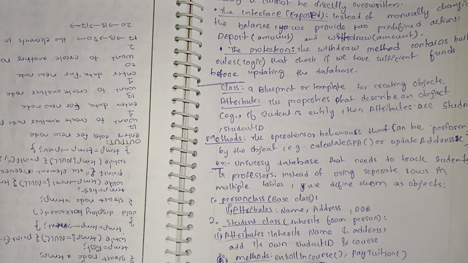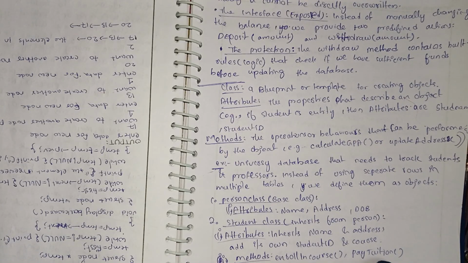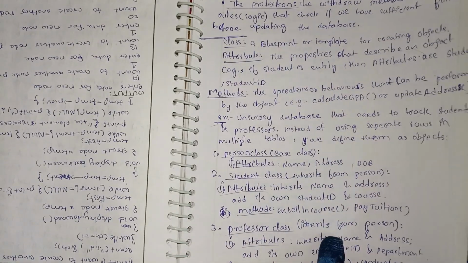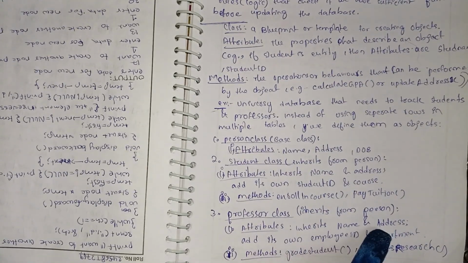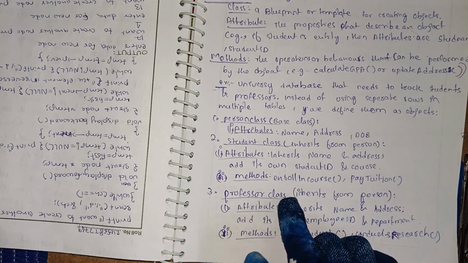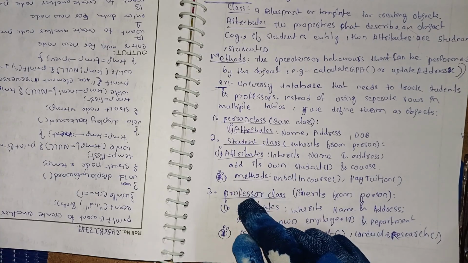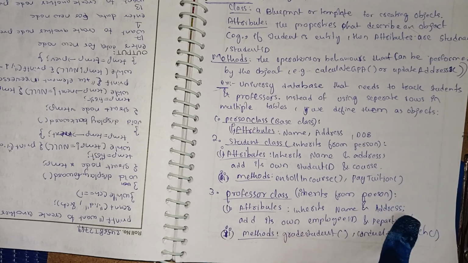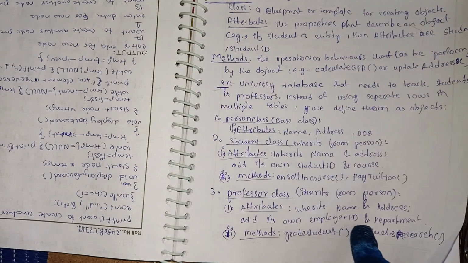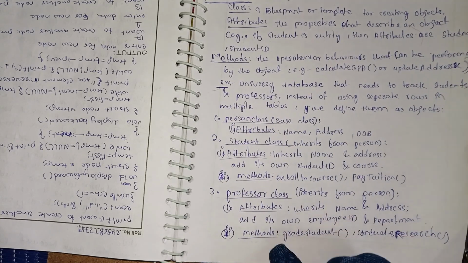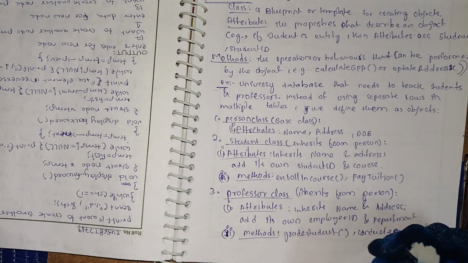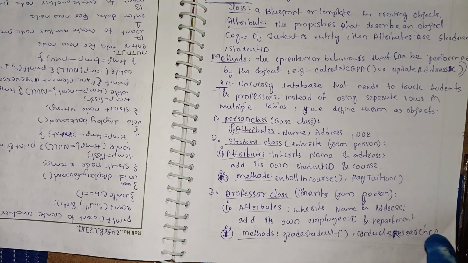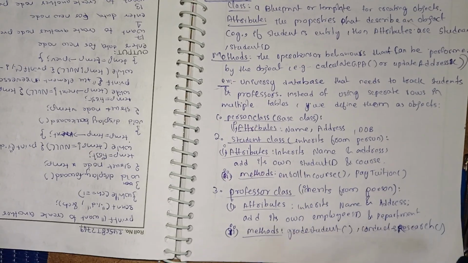Methods: enroll in course, pay tuition. And professor class inherits from person. So professor class is also a subclass, inherits from person. Attributes inherit name and address, and add its own employee ID and department. And methods are grade student, conduct research.